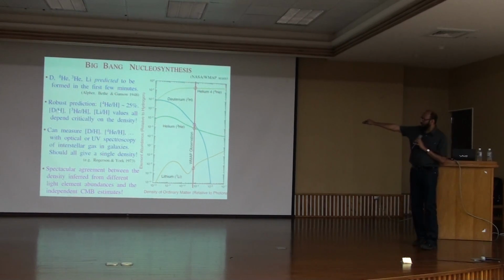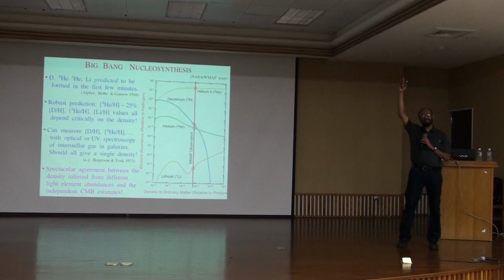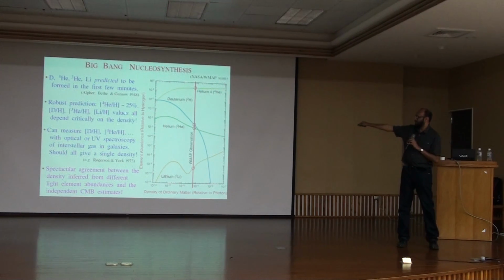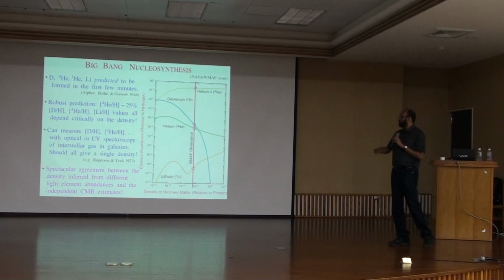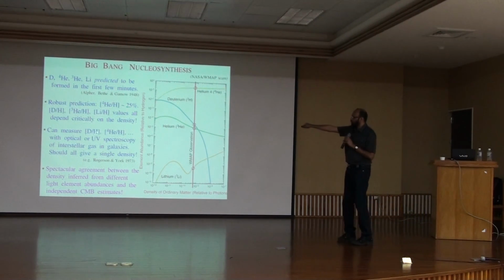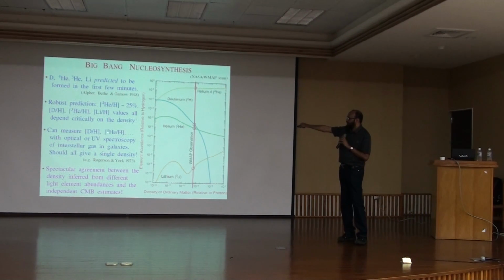And the amount of deuterium, 3He and lithium compared to hydrogen, these values depend on the density at that time, because the higher the density, the faster the reactions to form these species. So they all depend on the density. So now I can go and measure the amount of deuterium compared to hydrogen, the amount of 4He compared to hydrogen, the amount of 3He compared to hydrogen by using spectroscopy of gas and galaxies.